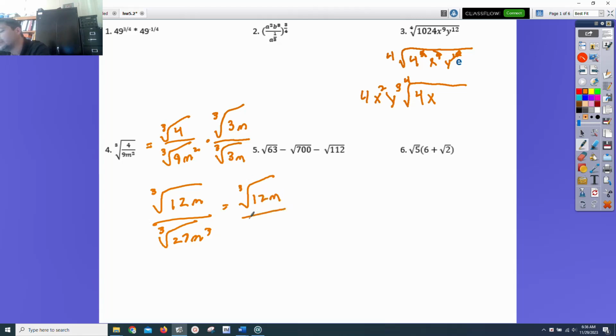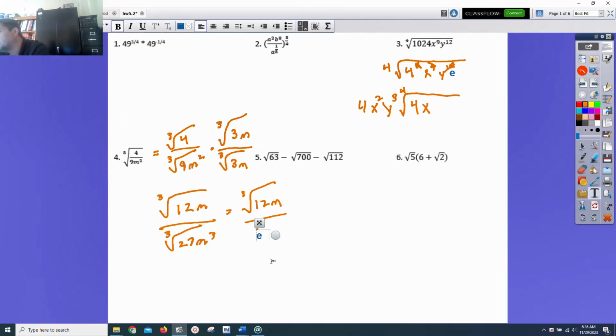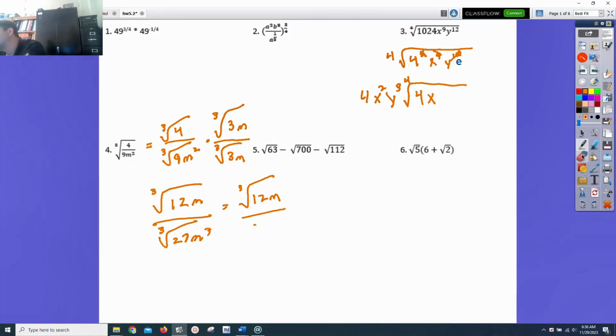This is where a lot of kids struggle. They're like, man, I'm good at math. I have no idea what you just did. Because you don't know cubes. Cubic root of 27 is 3. Cubic root of m cubed is m. But I've watched a lot of kids who think they were smart get destroyed by this concept.